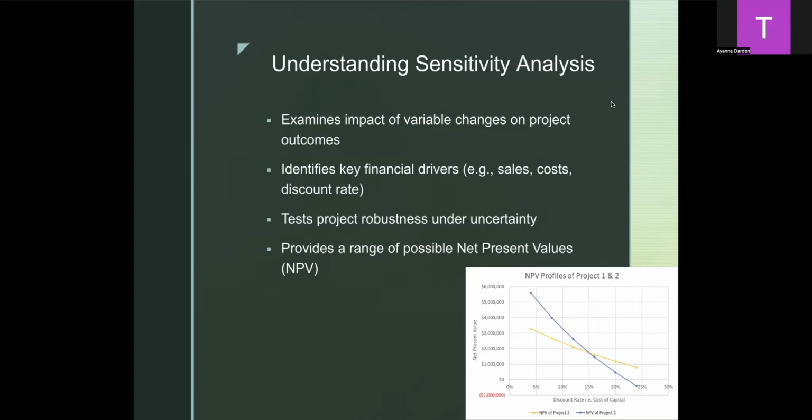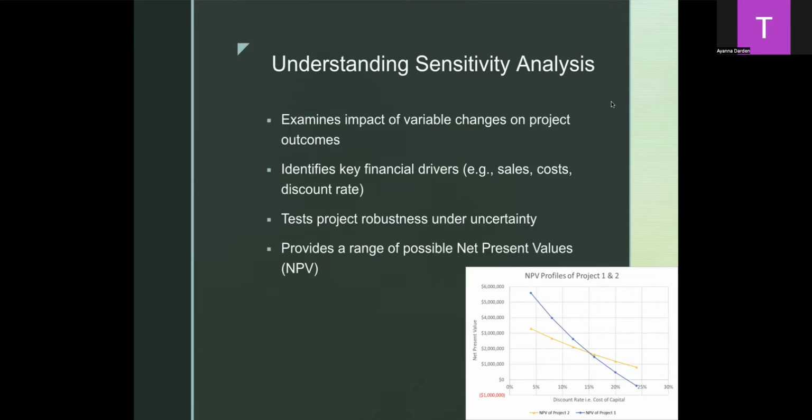This graph compares the NPV profiles of Project 1 and Project 2 at different discount rates. At lower discount rates, Project 1 is more profitable because its NPV is higher. However, as the discount rate increases, the NPV of Project 1 declines more quickly. Around the point where the lines cross, both projects have the same NPV.